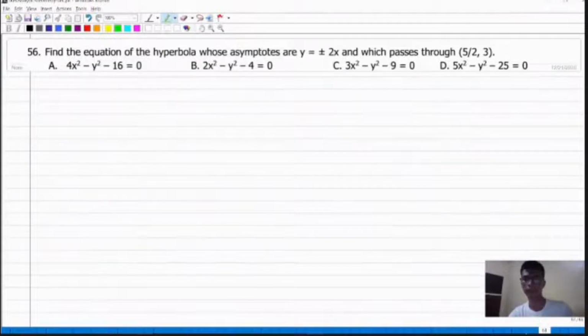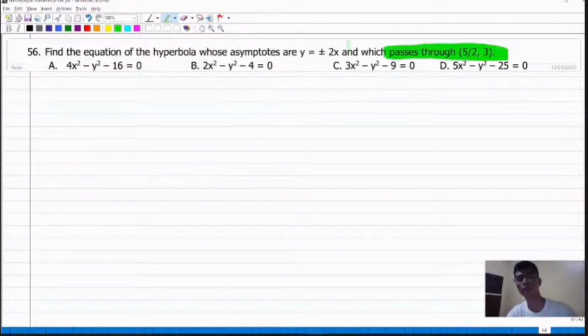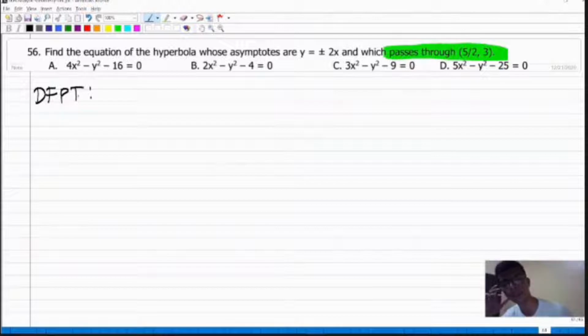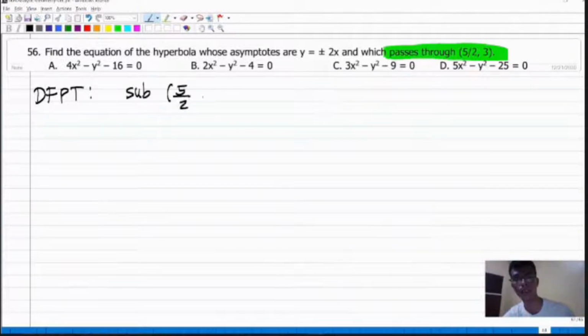Number 56. Find the equation of the hyperbola whose asymptotes are y is equal to positive negative 2x which passes through 5 halves and 3. So, nabasa naman na natin itong word na passes through. Gamitin na natin agad yung df passing kasi medyo masalimuot ata ito. So, gawin na lang natin. So, sino ba sa kanila yung magsasatisfy na equal to 0 when we substitute the value of x as 5 over 2 and the value of y is 3.